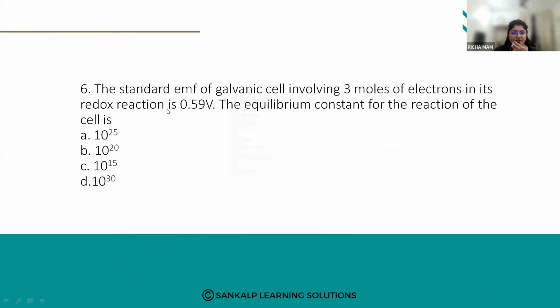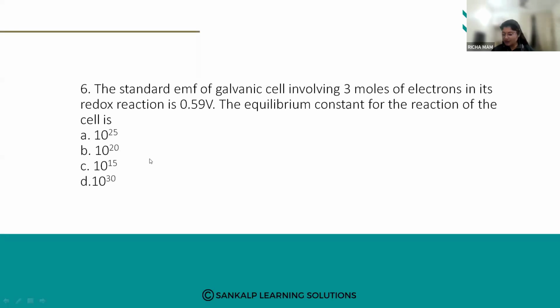Let us go for the next question. The standard EMF of a galvanic cell involving 3 moles of electrons in its redox reaction is 0.59 volts. The equilibrium constant for the reaction of the cell is A 10 raised to 25, B 10 raised to 20, C 10 raised to 15, and D 10 raised to 30.